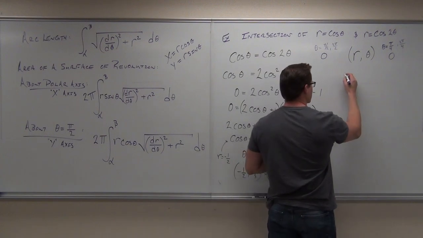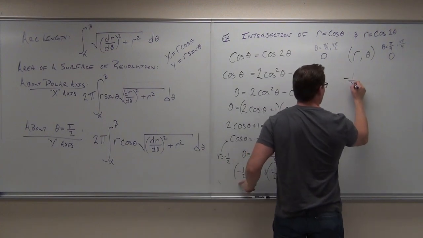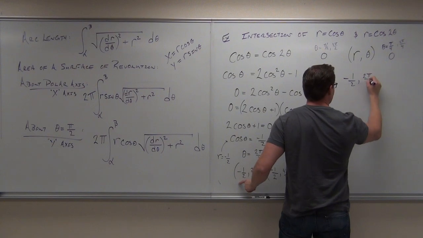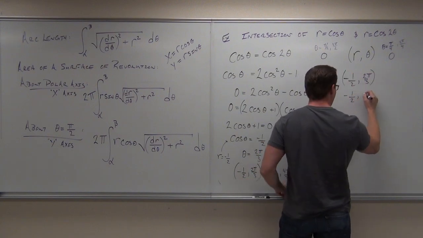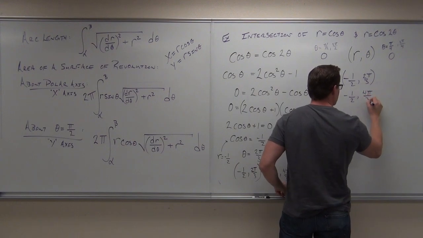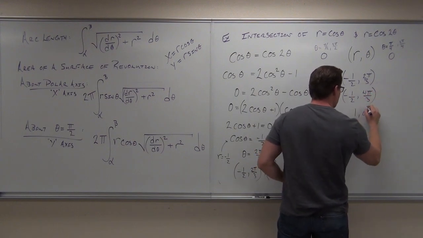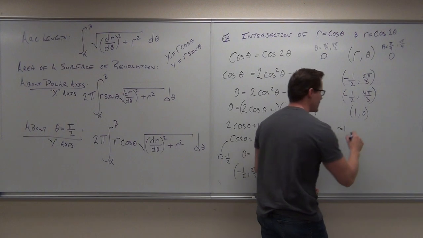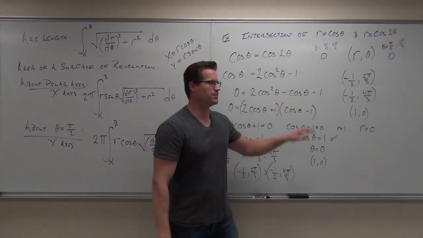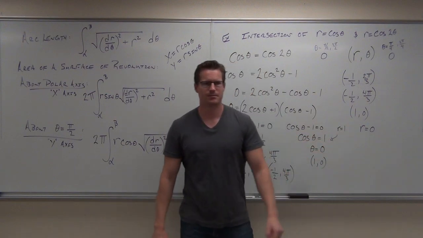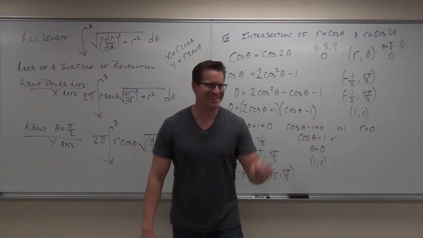So one more intersection. Intersection happens at negative 1 half, 2 pi over 3. Intersection happens at negative 1 half, 4 pi over 3. Intersection happens at 1, 0. Intersection also happens at r equals 0, because they're both going through the origin right there. Isn't that interesting? That's kind of cool, right?